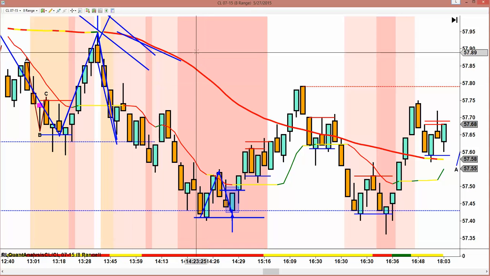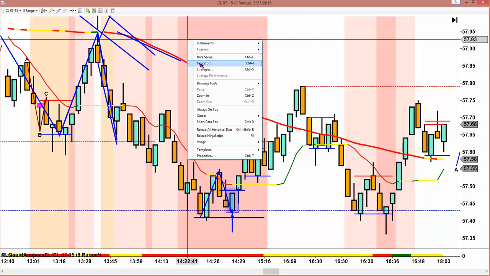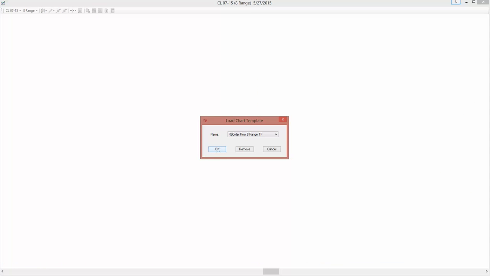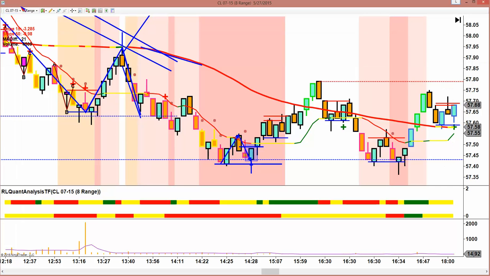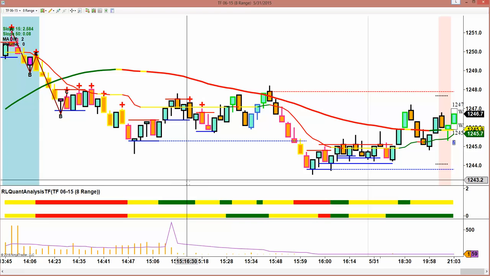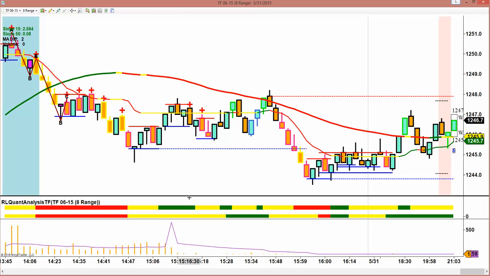And you know what? I'm going to show you a different quant line. Let me load the template for the Russell. And I think before it's going to work, I should probably change the chart to the Russell too. It might help a little bit. All right, here's the Russell. Now we have dual quants on the Russell.